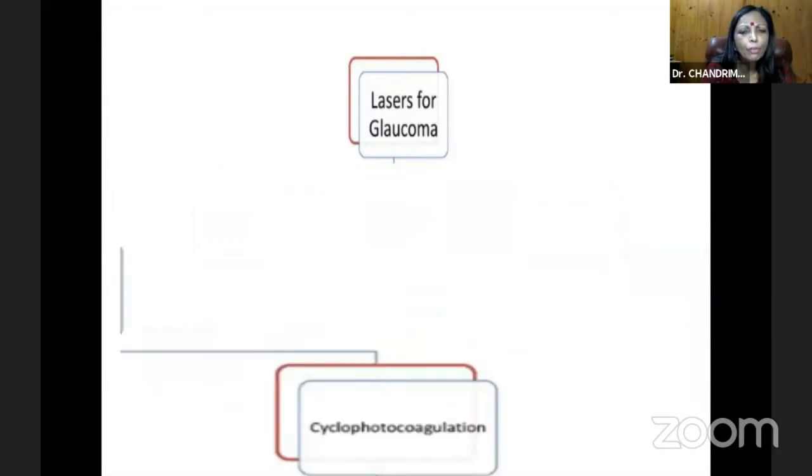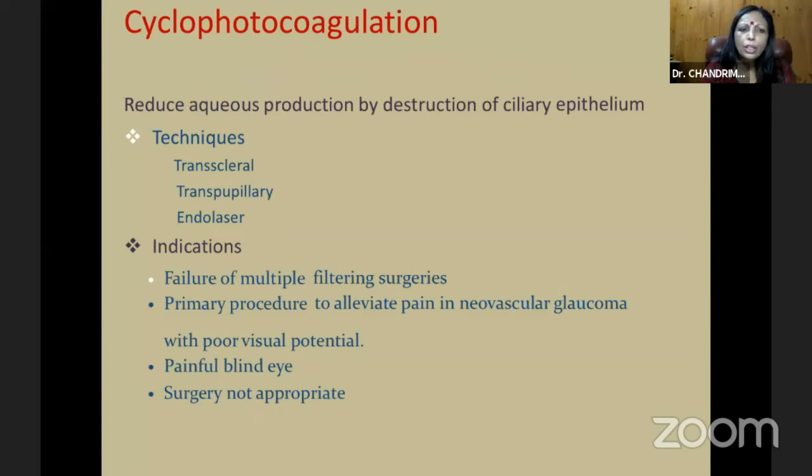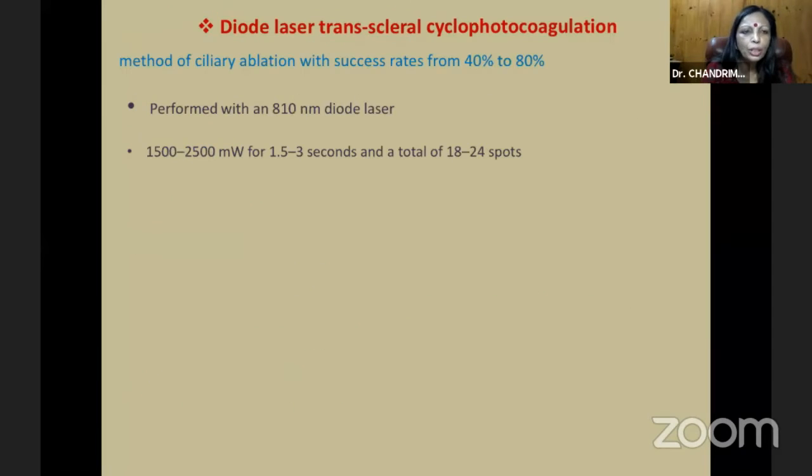So if we move on to this, cyclophotocoagulation is divided into transscleral cyclophotocoagulation and endocyclophotocoagulation. So cyclophotocoagulation reduces the aqueous production by destruction of the ciliary epithelium. The techniques are transscleral, transpupillary, and endolaser. Indications are failure of multiple filtering surgeries, primary procedure to alleviate pain in neovascular glaucoma with poor visual potential, painful blind eye, surgery not appropriate.